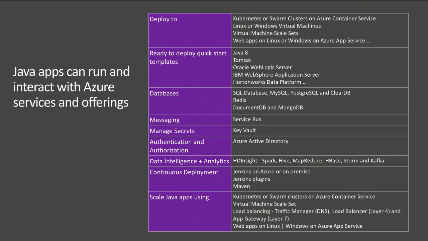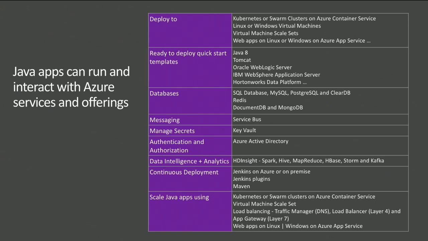To build data intelligence and analytics into your apps, you can use HD Insight. For continuous integration and continuous deployment on Azure, you can use Jenkins. There are Jenkins plugins available. There are Maven plugins available. You can use all of them to do continuous deployment on Azure. Now, as you build and scale apps, you can use them.